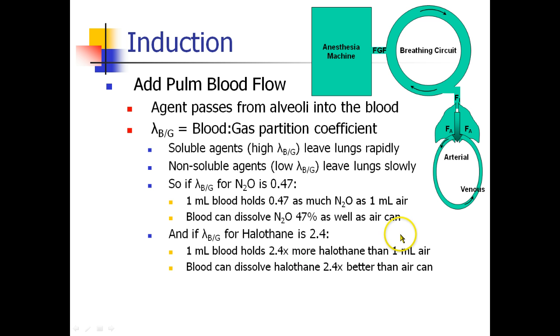And we can do this for soluble things too, like halothane. Halothane has a coefficient of 2.4. We can say a milliliter of blood is 2.5 times more able to hold halothane than a milliliter of air. It can hold 2.5 times more. We can say blood dissolves halothane 2.5 times better than air can. So this is what the partition coefficient means, and it's describing now this interface between the air in the lungs and the blood in the pulmonary vasculature.